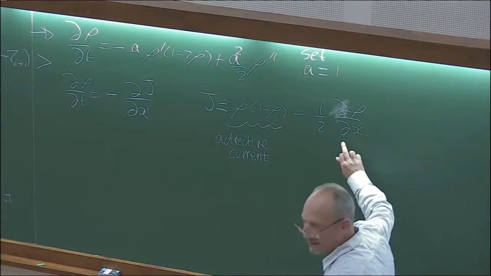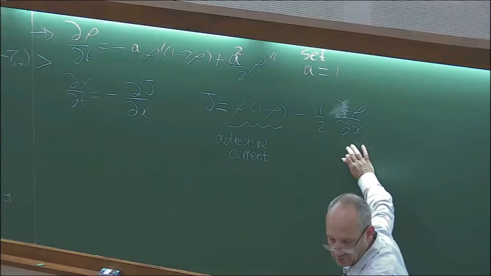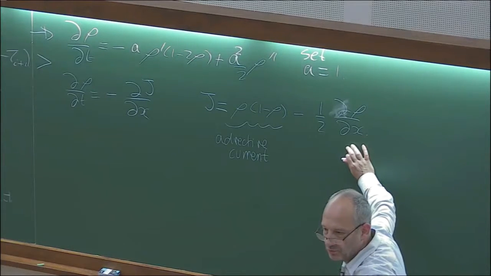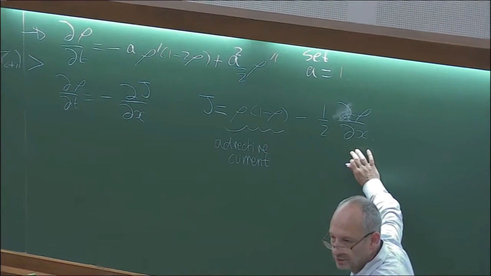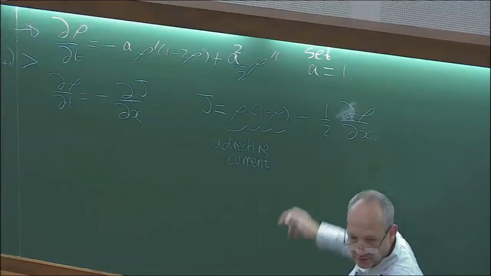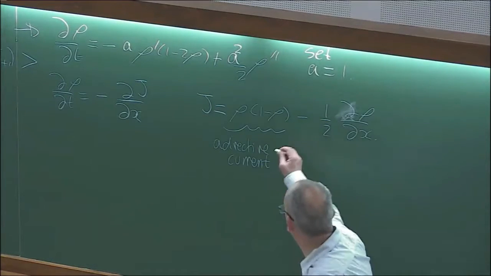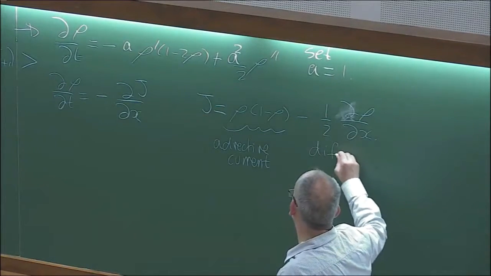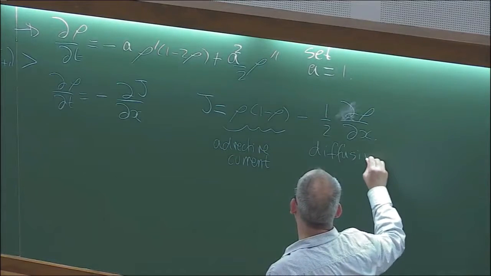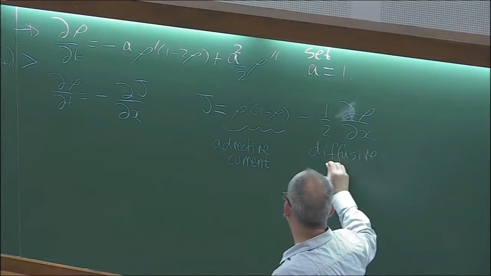Whereas this bit here, if you remember from your basic physics, if you have a diffusion, will give you a current when there's a concentration gradient. And that's exactly what this is saying. You get current down a concentration gradient. So this is the diffusive current. This is important, that the current in this mean field theory is made up from two parts, advective and diffusive current.